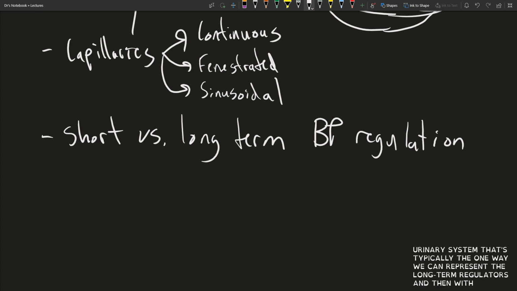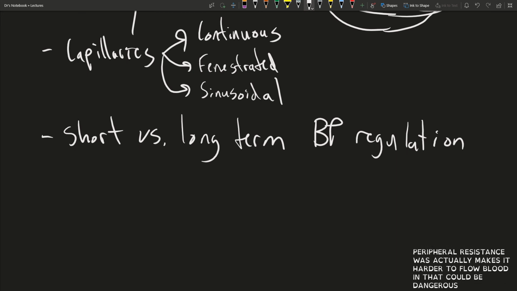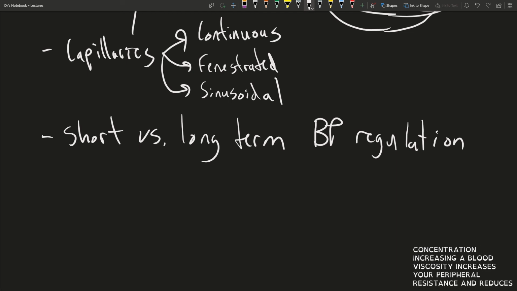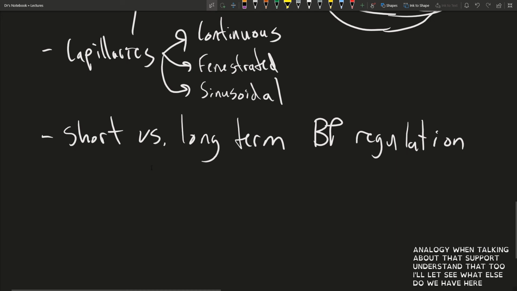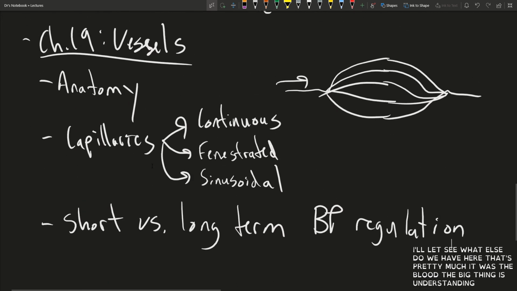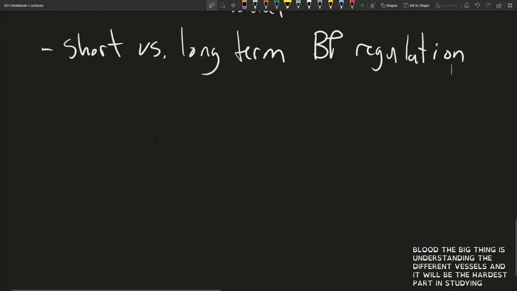And then with blood flow, understand the properties of blood viscosity. If blood viscosity increases, you increase what's called peripheral resistance. It actually makes it harder to flow blood, and that could be dangerous if you get a high hematocrit concentration. Increasing your blood viscosity increases your peripheral resistance and reduces the flow rate. We used the straw analogy when talking about that, so it's important to understand that too. Let's see, what else do we have here? That's pretty much it with the blood. The big thing is understanding the different vessels, and that will be the hardest part in studying the blood chapter.